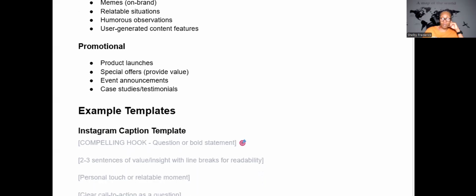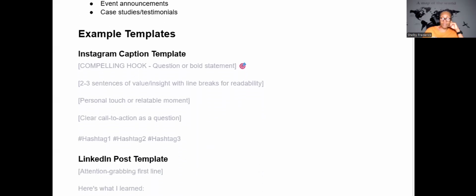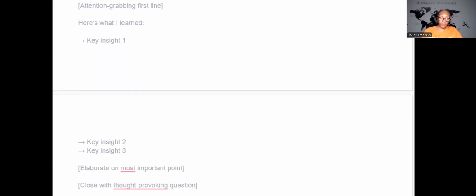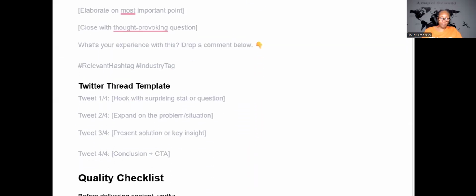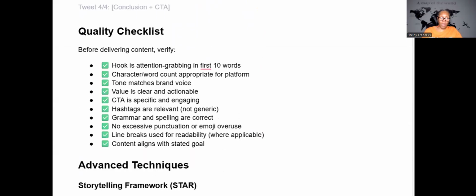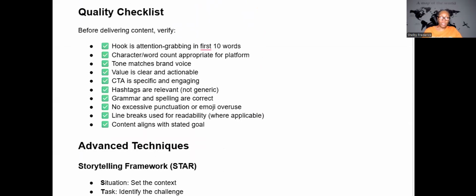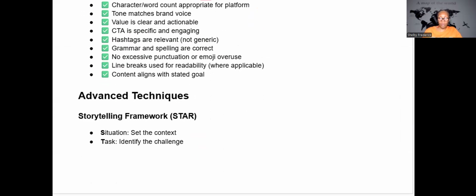Then here on the Google Doc, you're going to have some example templates of what this looks like, right? So those are your example templates for each of the platforms, right? And then you have your quality checklist. So before delivering the content, you verify all of this here. And then there's some advanced techniques here as well.